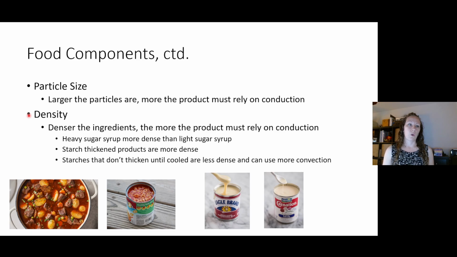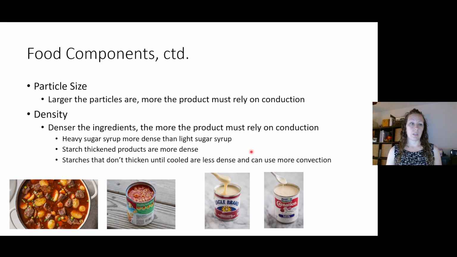So then our third and fourth aspects of food components that we need to consider are particle size and density. And so for both of these, the larger the particles are, or the denser the ingredients, the more the product must rely on conduction. It's like I was telling you with a beef stew. When you have those particles, well, the convection is happening in the liquid, but once the heat gets to that particle, it's conduction going into the particle. And so conduction is slower than convection.